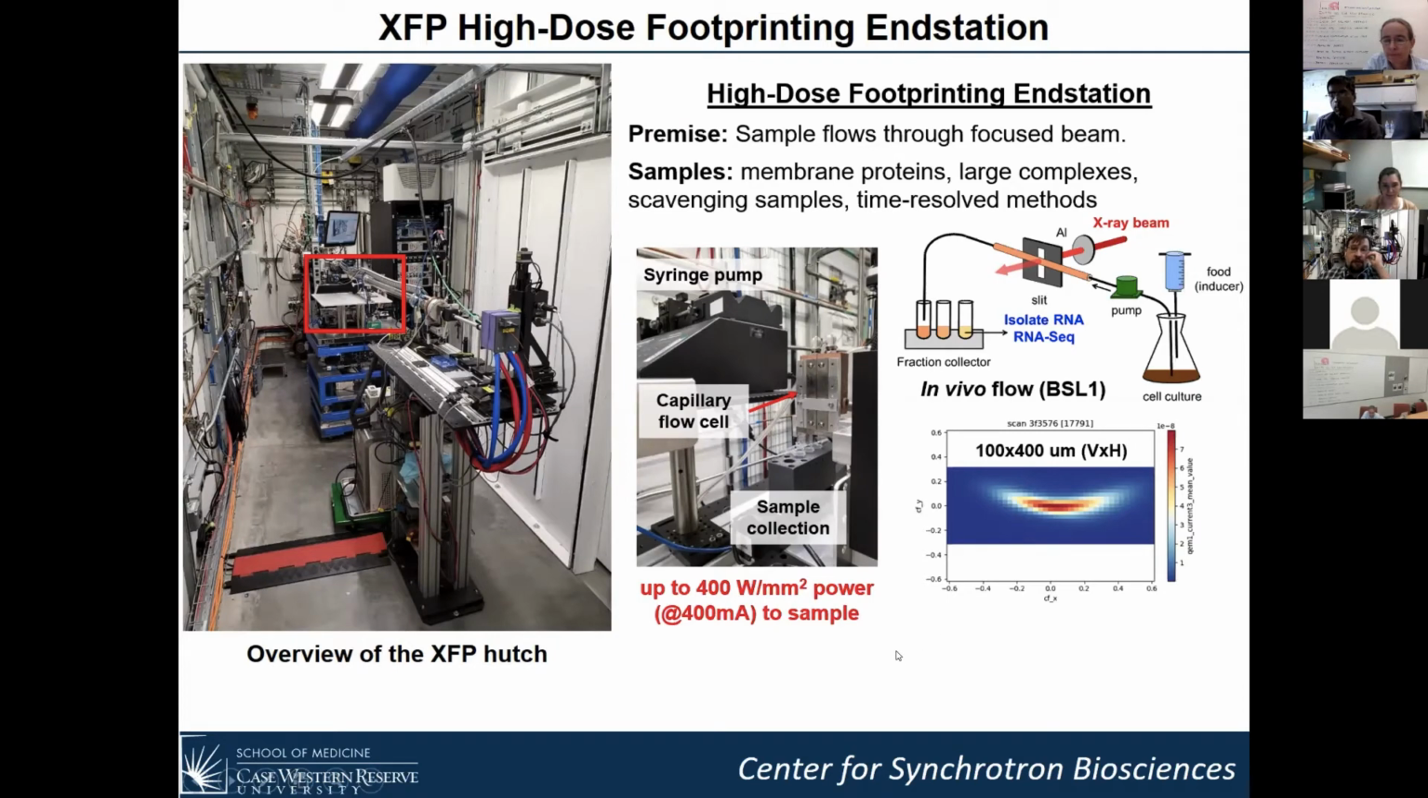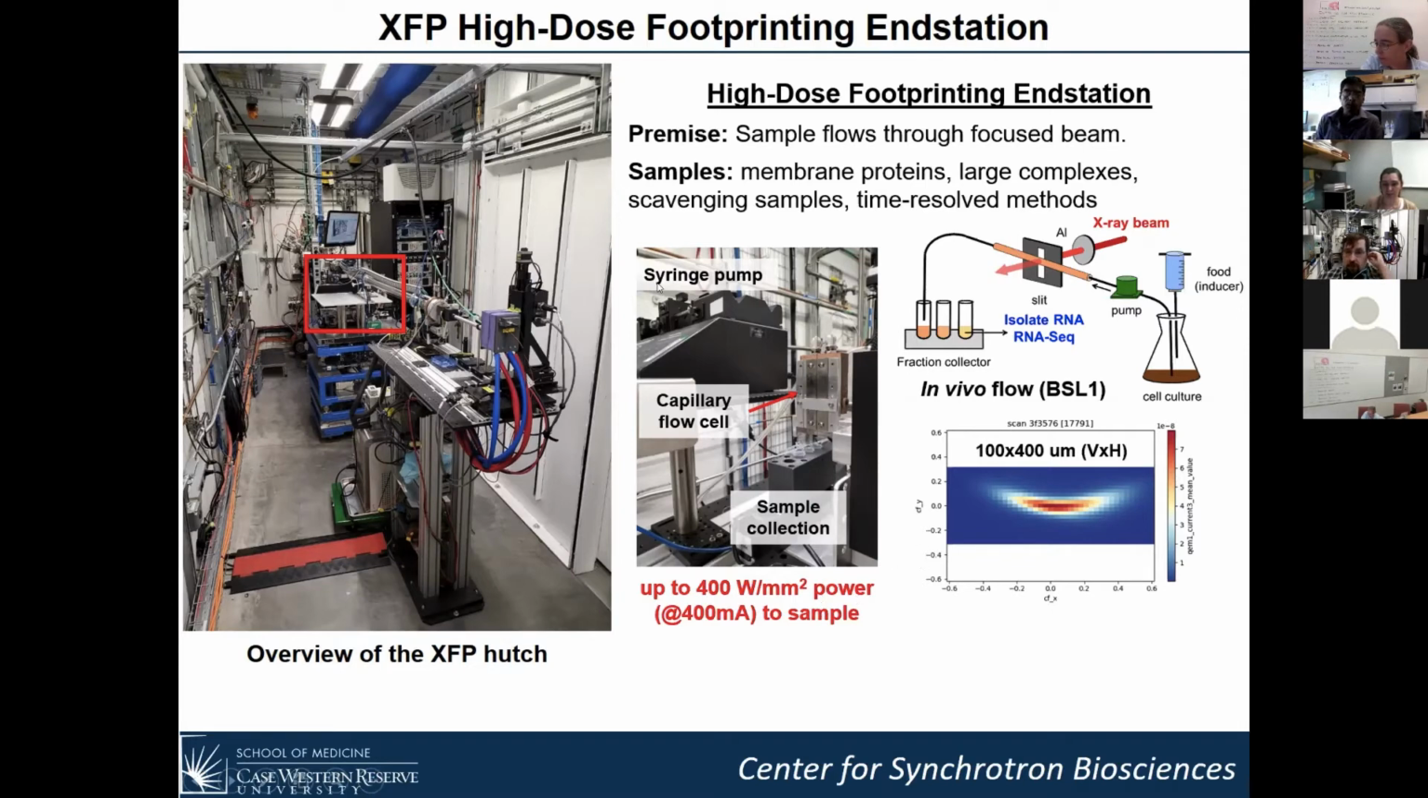I'm not going to go through specifics here, but the key thing that makes the CHET approach very compelling is that at NSLS2 and XFP right now, we can deliver up to 400 watts per square millimeter of power to the sample. Leaving aside what that may or may not do to your sample, glass capillaries do not hold up very well to that at all. That makes doing experiments at this end station quite difficult because we have very rapid capillary damage.